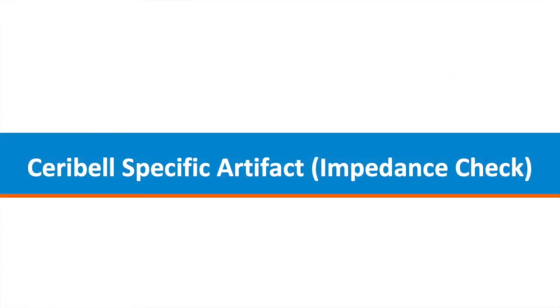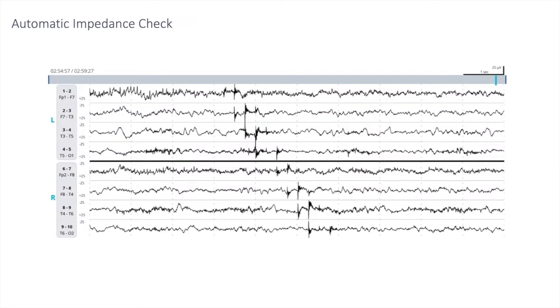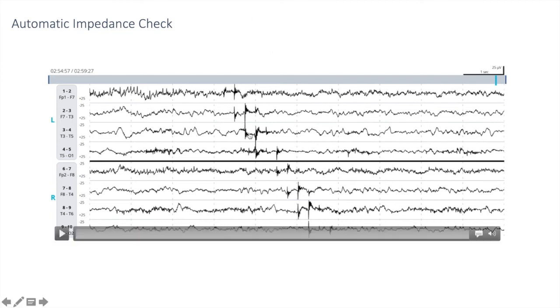One specific artifact that you will encounter on your Ceribell EEGs is the impedance check artifact. Every 60 seconds, the device is checking the impedance of its electrodes. Here you see a darkening of the EEG. It starts from electrode number 1 and ends with electrode number 10. Pay attention to this artifact happening every 60 seconds.